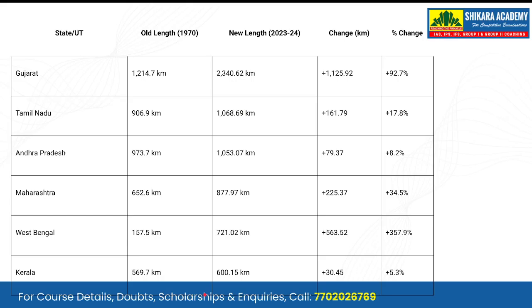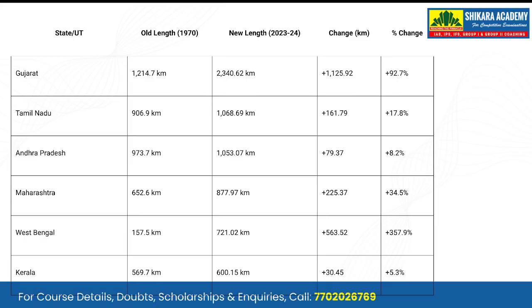Now coming back to the methodology part, there are updated features that we need to discuss. For example, in Gujarat, the old methodology says 1214 kilometers, but the new methodology says 2340 kilometers, which is 1125 kilometers of addition, which is like a 92% change.